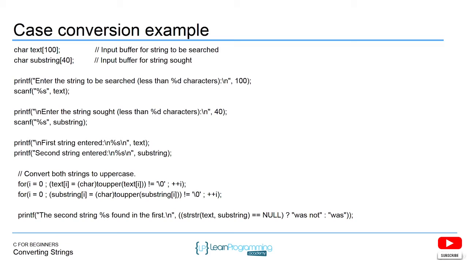And then we can actually say the second string found in the first string. So when we call strstr, it can ignore case, because remember, one of the limitations of strstr was that it was case sensitive. And so now we can use strstr on text and substring because they're all uppercase characters. And again, this is a way to find whether a substring is in an entire string, ignoring case. First, we just convert everything to uppercase, and now we're comparing uppercase. And that's what this program does.